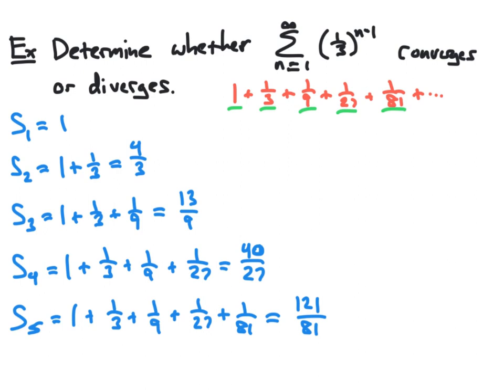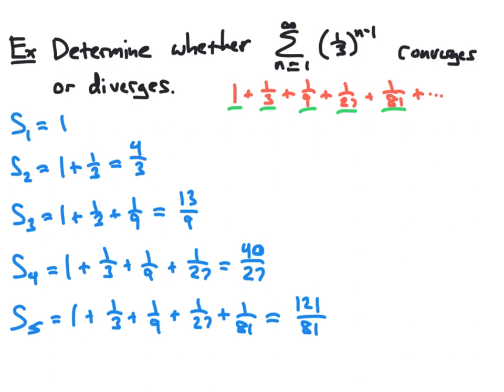Once we have those, we can compute our partial sums. S sub 1 will just be the first term of our series, the sum of the first term, which is just 1. S sub 2 will be the sum of the first 2 terms, 1 plus 1/3, which will be 4/3. S sub 3 will be the sum of the first 3 terms, 1 plus 1/3 plus 1/9, which will be 13/9.